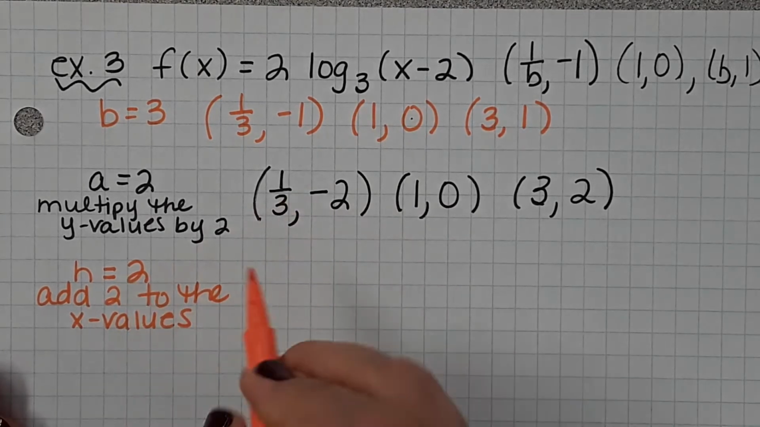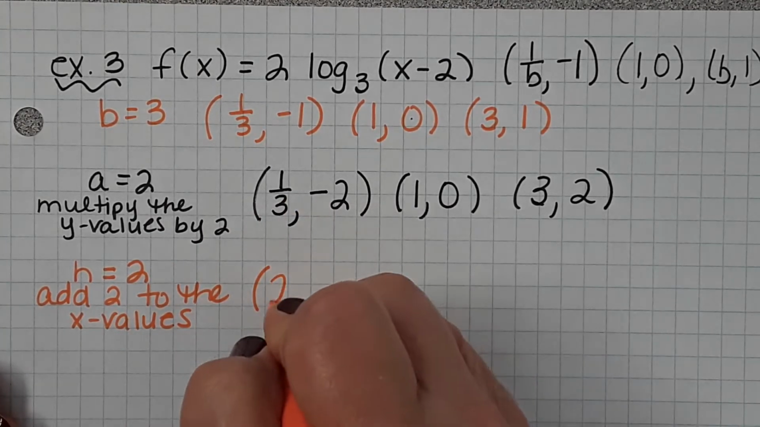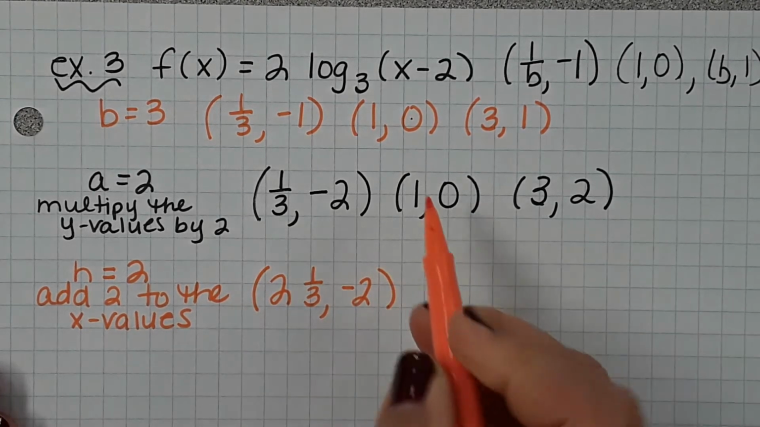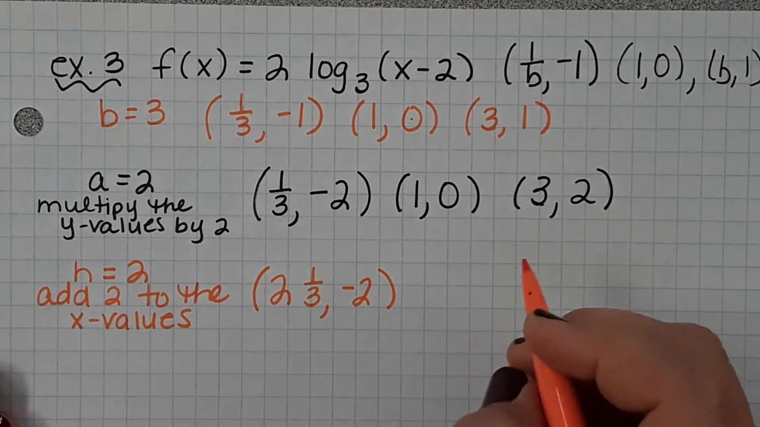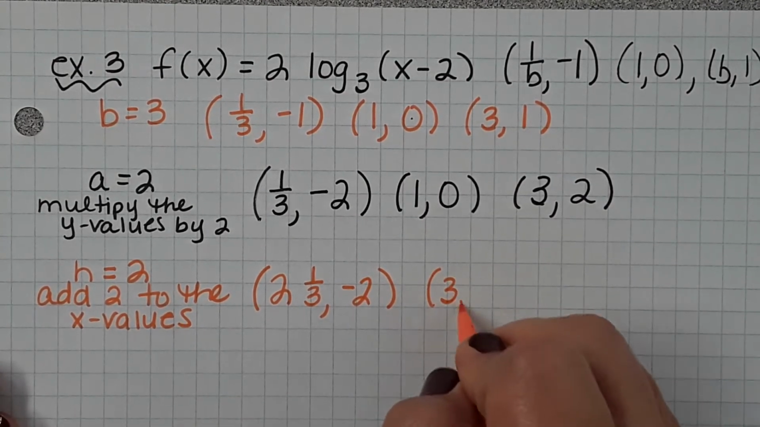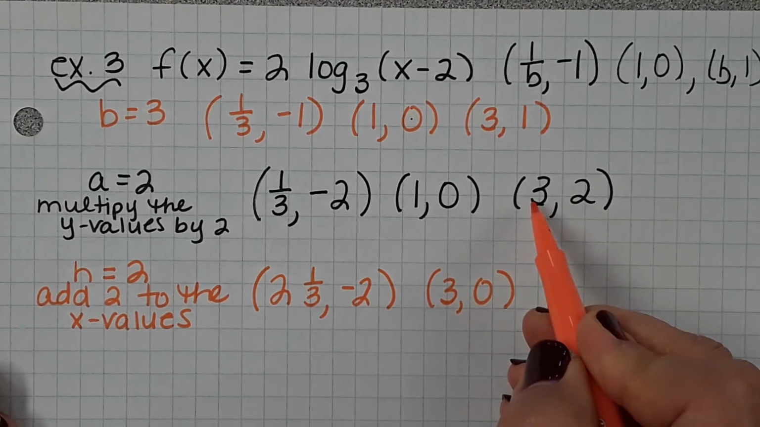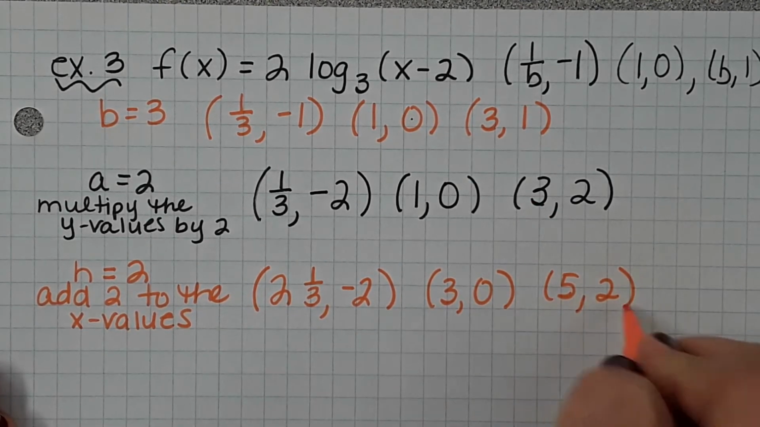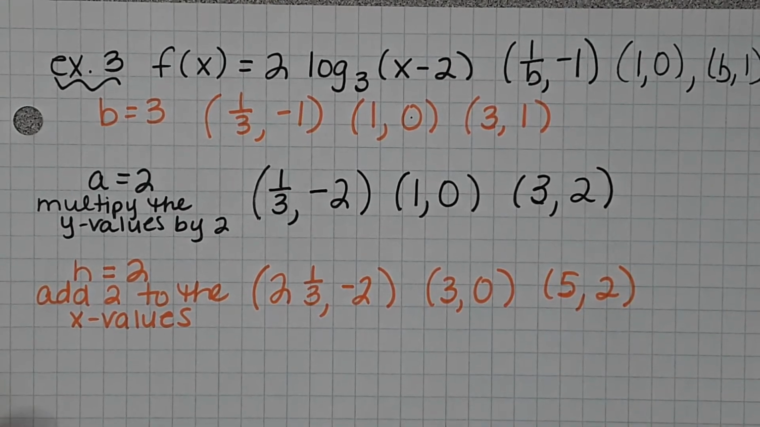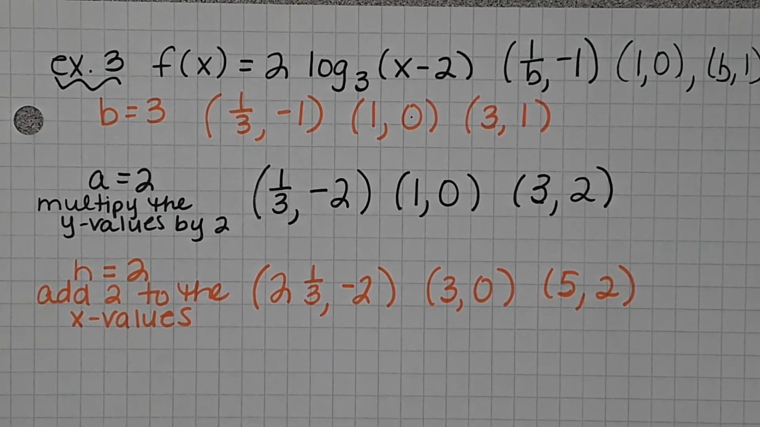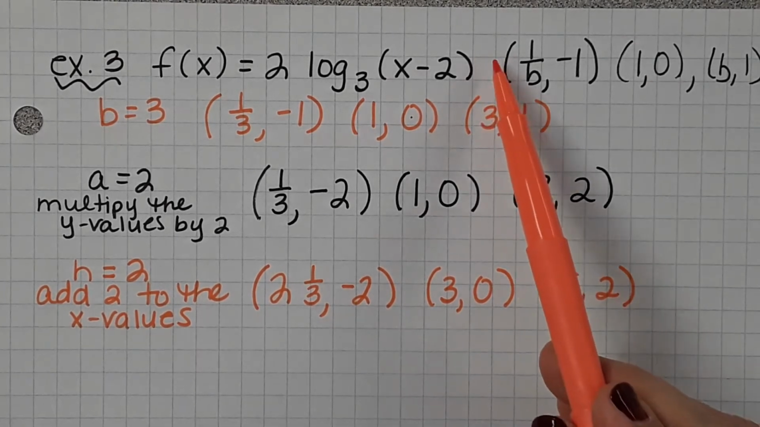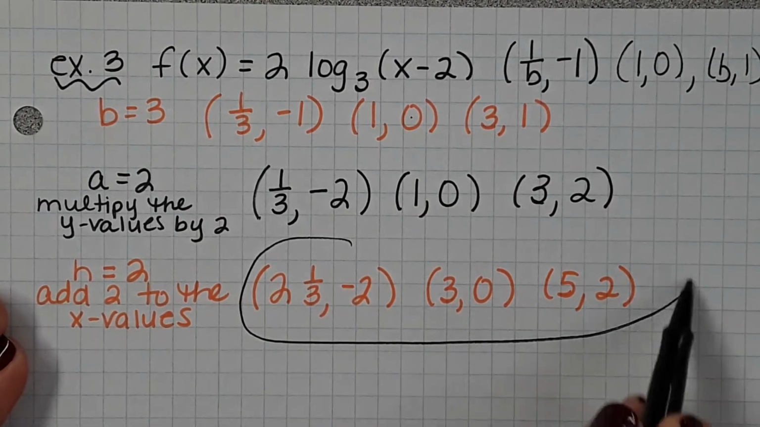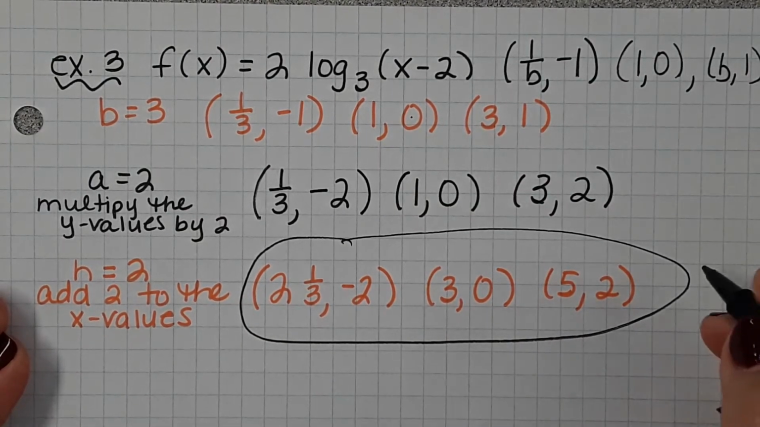So 1/3 plus 2 is 2 1/3. Negative 2 stays the same. 1 plus 2 is 3. 3 plus 2 is 5. Is there a K? Is there anything after the parentheses? This is what we graph.